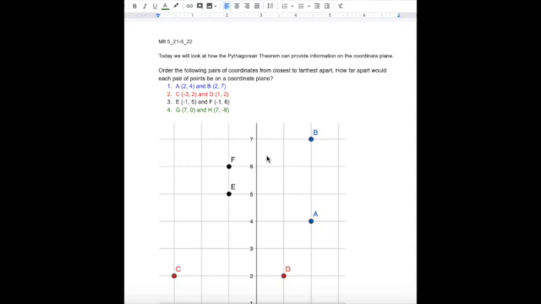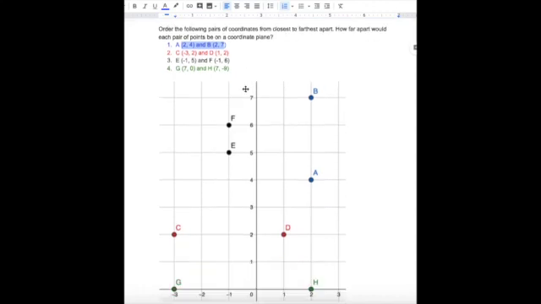So we're just going to start off by saying, we're going to order the following pairs of coordinates from closest together to farthest apart. So like our A and B, our C and D, E and F, G and H. Which pair is the closest together and which pair is the farthest apart? So think about looking at it in terms of the ordered pairs. Like, how would you tell distance from the ordered pairs?